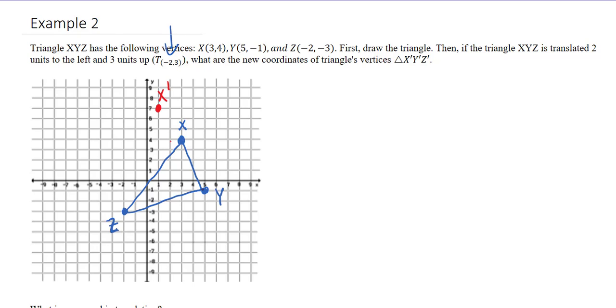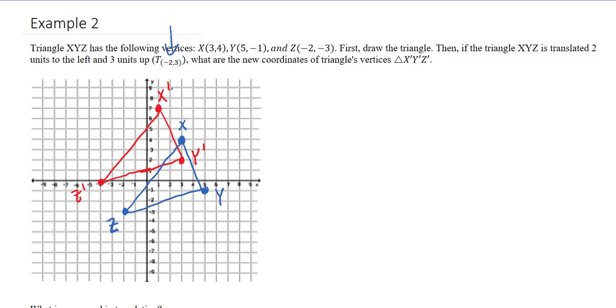Now let's look at Y. We need to go over 2, 1, 2, then up 3, 1, 2, 3. That's our Y prime. Then from Z, we go to the left 2, 1, 2, then up 3, 1, 2, 3. And then we close in our triangle. Notice we translated this whole image based upon these 3 points, and we just filled in the lines.